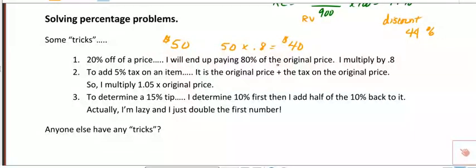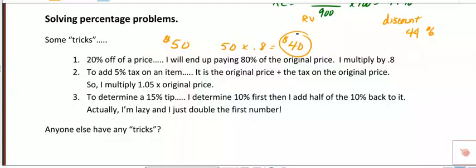Now you could do it the old way. If it's 20% off, then I would need to take 50, multiply it by 20%, that would be $10, and then subtract the $10 from 50, and guess what? I get 40. So I just multiply those two nice whole numbers. 8 times 5 is 40, so I'm going to end up paying $40.